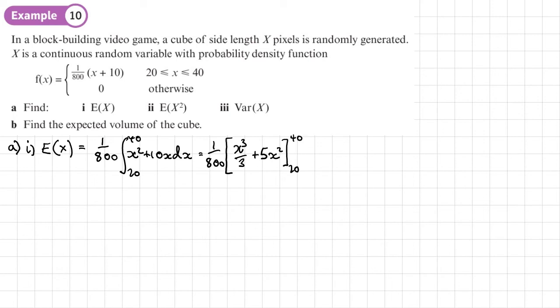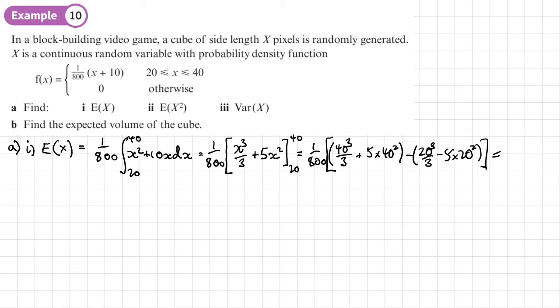So let's substitute those in to see what we get. So that'll be 1 over 800 times 40 cubed over 3 plus 5 times 40 squared minus 20 cubed over 3 minus 5 times 20 squared. Okay, let's see what that gives us. Right, now once I put the correct sign in here, that should have been a plus sign, and not sure why I put a minus. That should be 185 over 6.